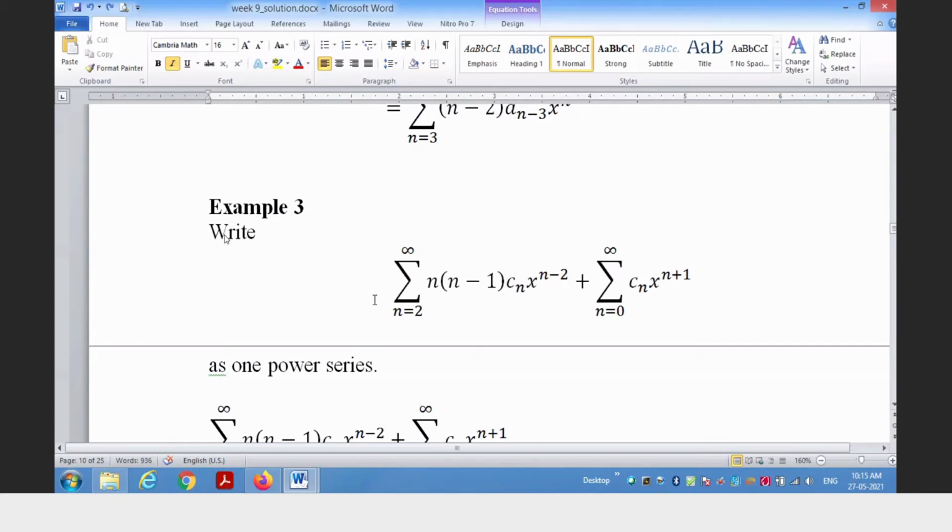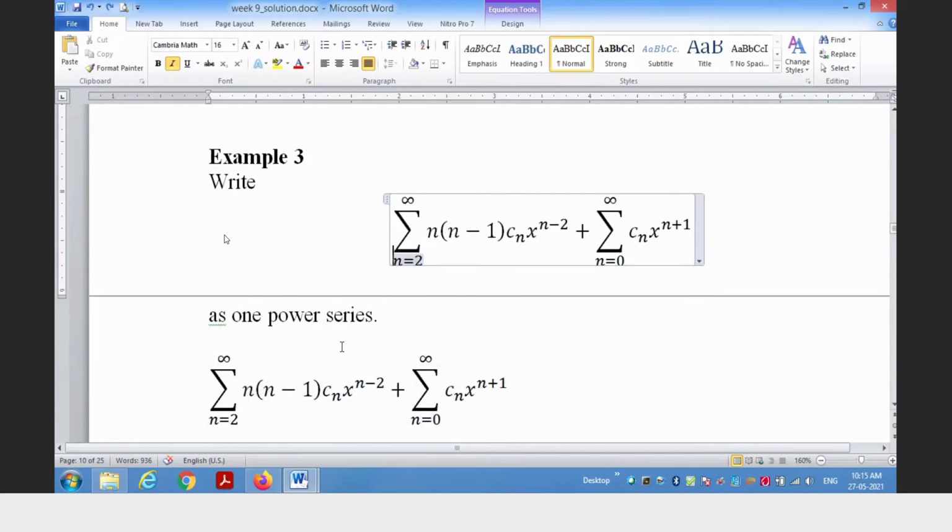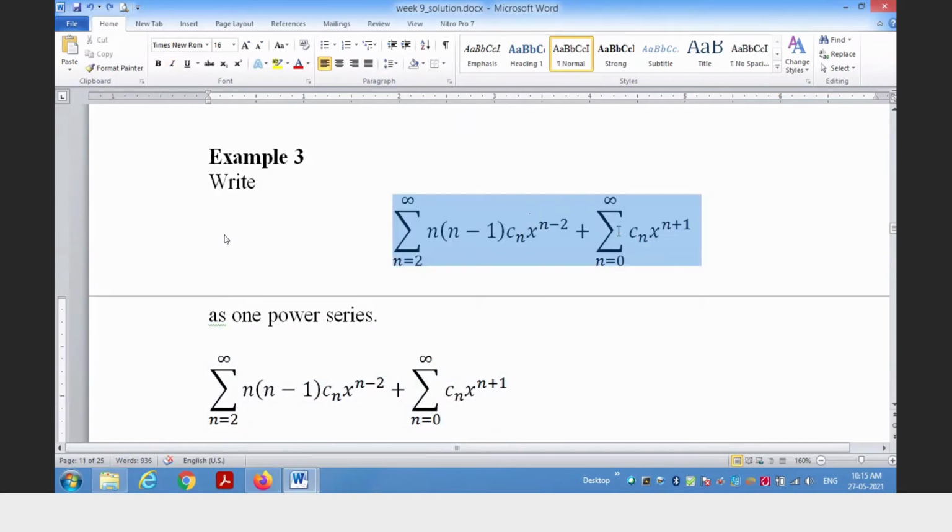Okay, this series, we have two series there: the summation from n equals 2 until infinity of n times n minus 1, c_n x to the power of n minus 2, plus the summation from n equals 0 up till infinity of c_n x^(n+1). Write this as one power series.